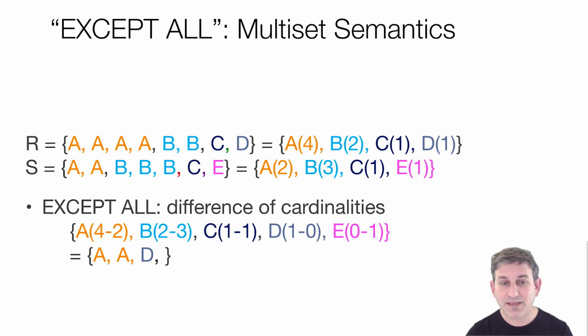And then EXCEPT ALL, as you might have guessed, is going to be the difference of the cardinalities. We've got 4 A's in R, 2 A's in S. So R EXCEPT ALL S is going to have 2 A's in the output. For B's, it's 2 minus 3, which is below 0, so there's actually no B's in the output of this query. There's also no C's in the output of this query because there's an equal number of C's in R and S. There is a D in the output because there's 1 D in R and no D's in S. And of course, there's no E in the output. Okay. So the semantics for EXCEPT ALL is to take the difference of the cardinalities.